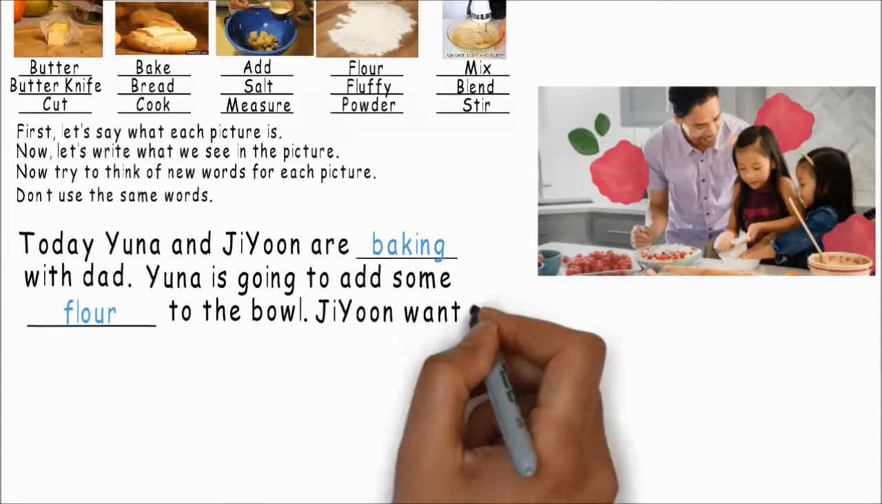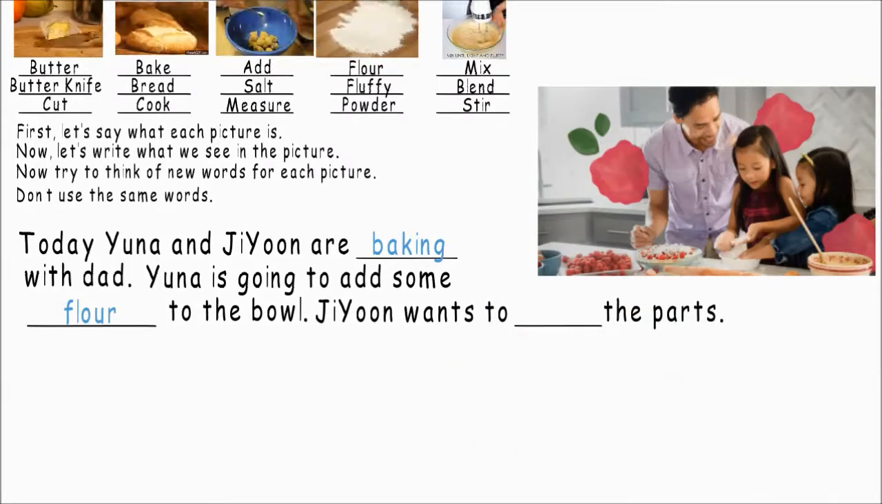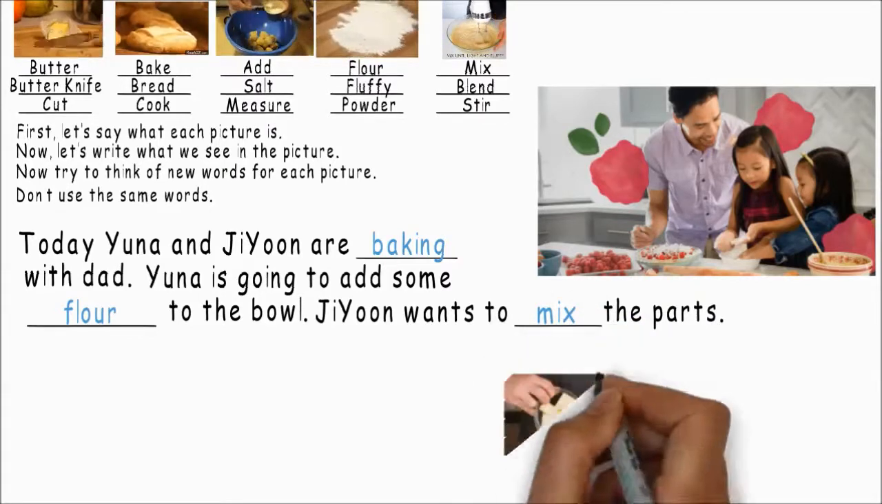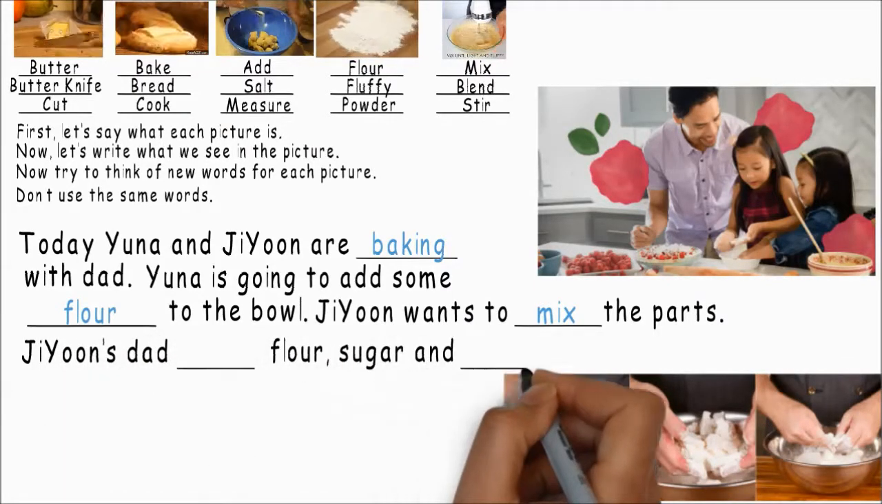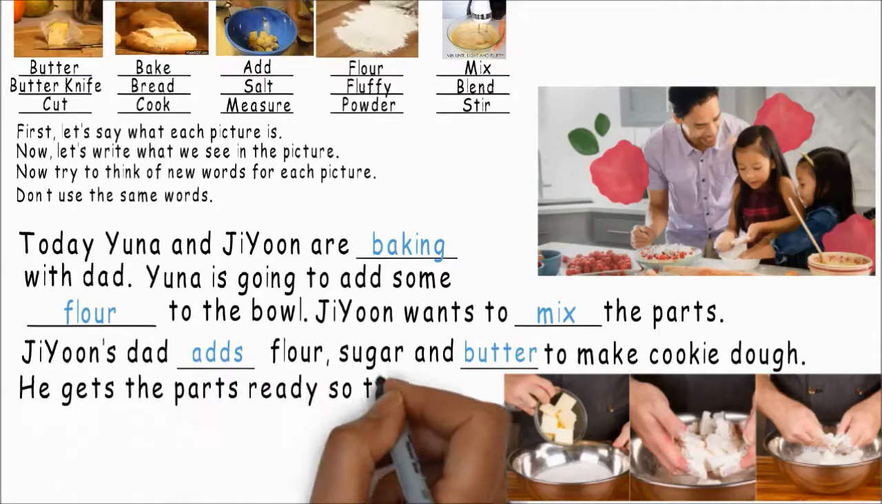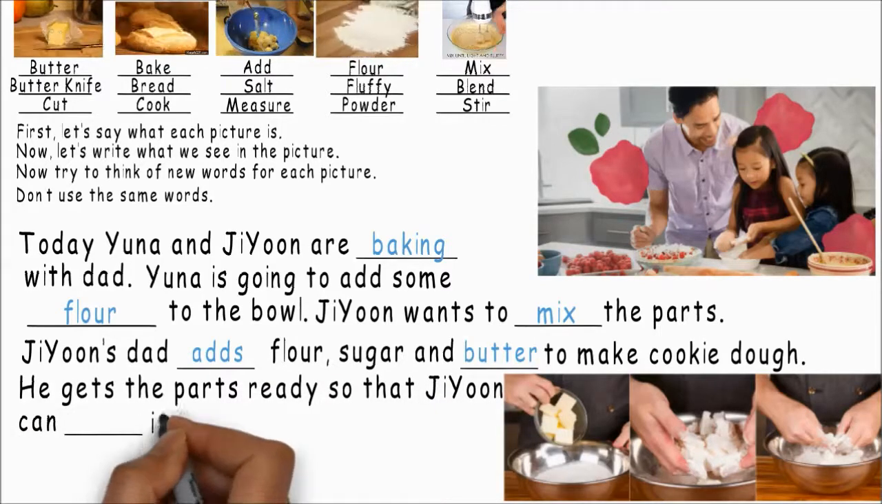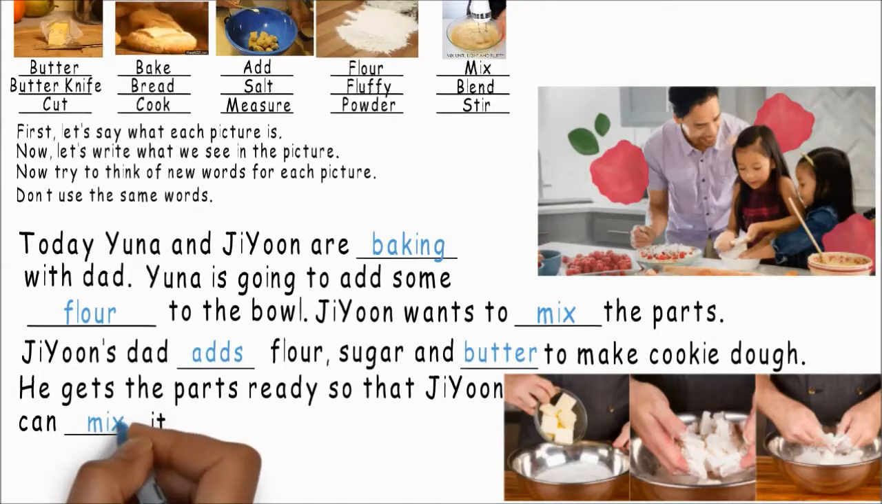Ji-yoon wants to mix the parts. Good. Ji-yoon's dad adds flour, sugar, and butter to make cookie dough. He gets the parts ready so that Ji-yoon can mix it. Good.